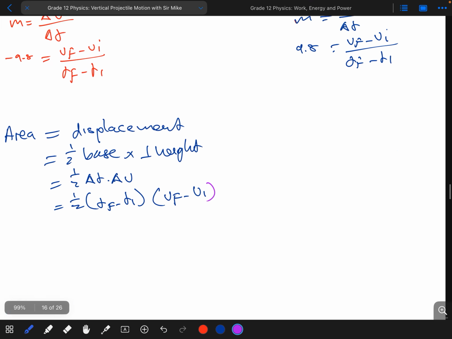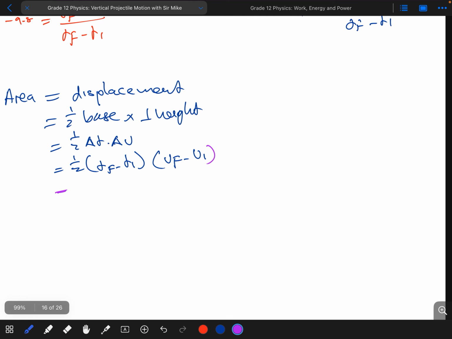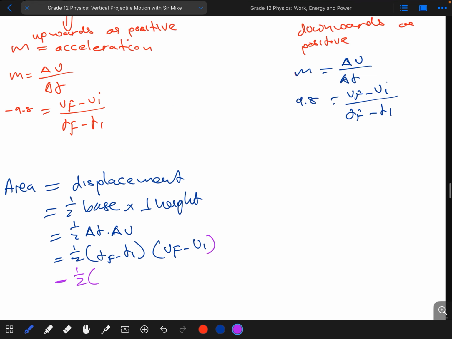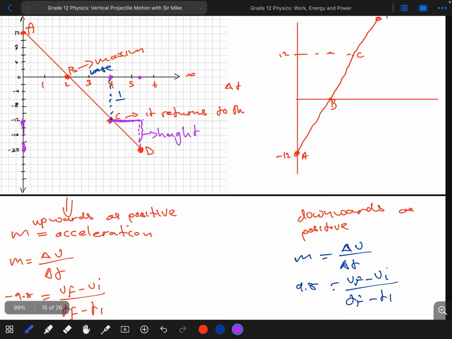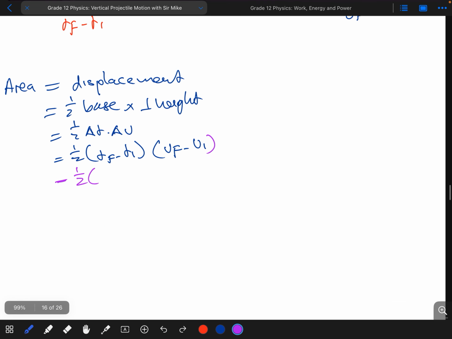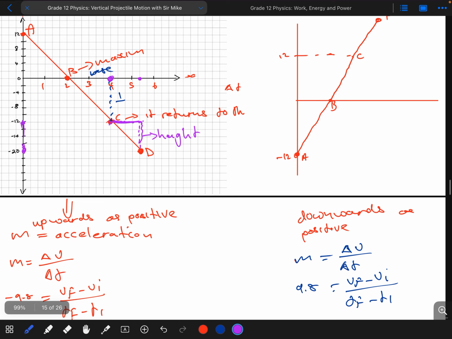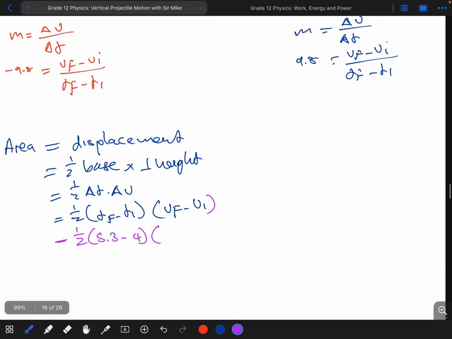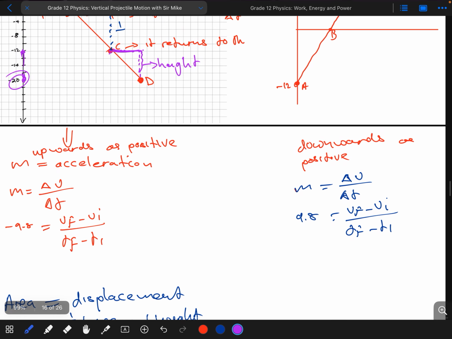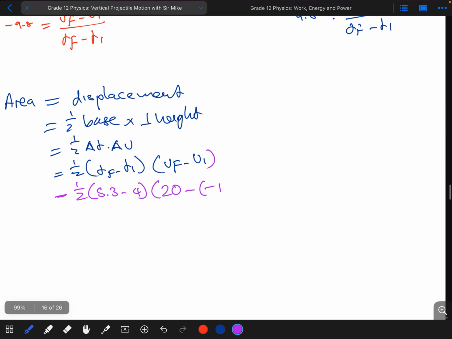So what you simply do is say half multiplied by t final between these two points. So that's 5.3 minus 4, multiplied by v final. This would be 20 minus, and that minus is simply part of the formula, so it would be minus 12. So we have minus 12 there.